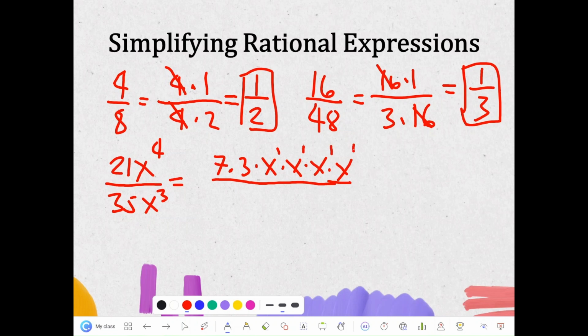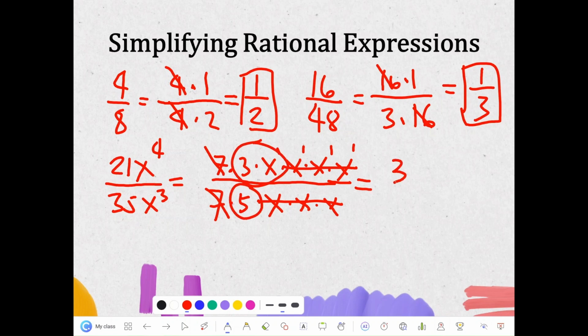So the 35 is 7 times 5. At ang x cubed ay 3 x's dahil x times x times x, dahil 1 plus 1 plus 1 is equal to 3. Ngayon, you can cancel the common terms which is 7. At ang 3 x's dito, may 3 x's rin dito, mag-cancel ka rin, so you will have 3x over 5 as your final answer.